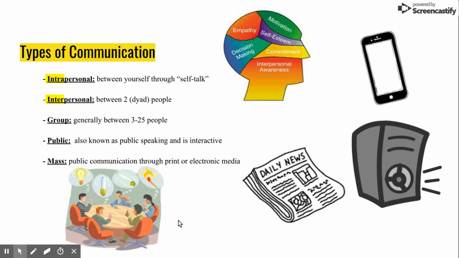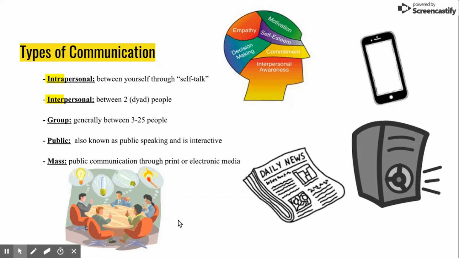Next, we have group communication, and this is generally between 3 to 25 people, and often groups are created to finish a task and achieve a goal at a much quicker rate or arrive at a certain solution faster than you normally would individually. These groups can be long-standing, they can be short, they can be for a certain purpose, or they could just be to conquer a number of different things. It's all up to you.